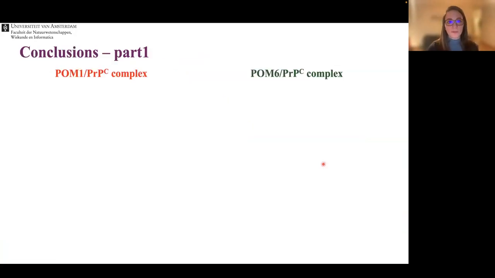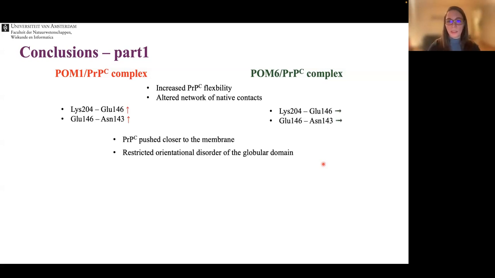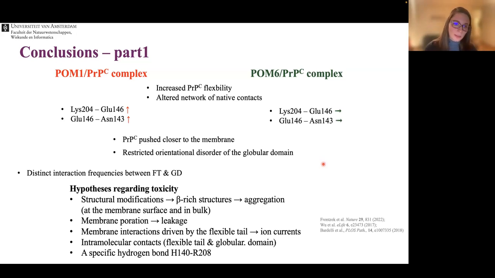So just to wrap up this part of my talk, we compared systems where two antibodies are attached, a neurotoxic and a neuroprotective one, and we saw that they modulate differently the orientational disorder of the globular domain and also the contacts between different residues within the cellular prion protein. So going one step further, there are several hypotheses related to toxicity. I started my talk mentioning that there are certain structural modifications that lead to beta-rich structures and eventually to aggregation of these proteins into amorphous structures. So the second part of my talk will focus more on the aggregation part.